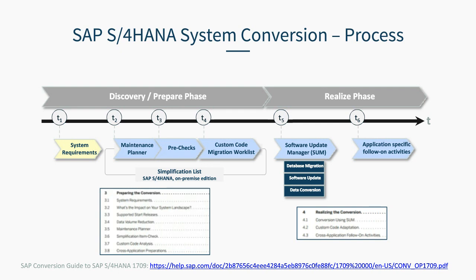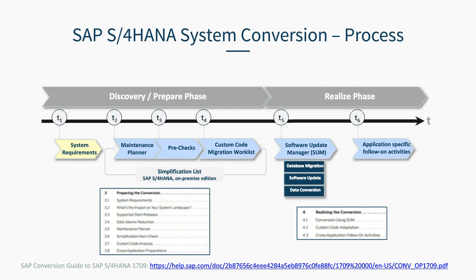If you've got the dual stack with ABAP and Java, then it gives you all the steps for splitting your stack into the two before you move forward to do the migration. So all of those system requirements are dealt with very well in the conversion guide and in the preparation for going through the system conversion process.